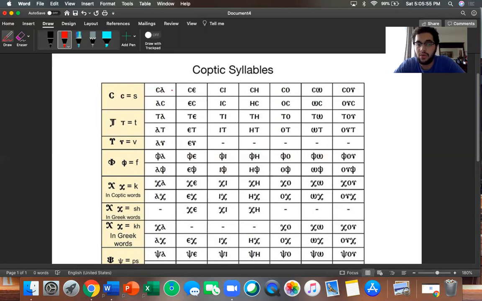So the first row, with the vowel coming after the consonant, we'll go sa, se, si, si, so, su. All right. Here, if you put the vowel before the consonant, it becomes as, es, is, os, us. Very easy. We did it.